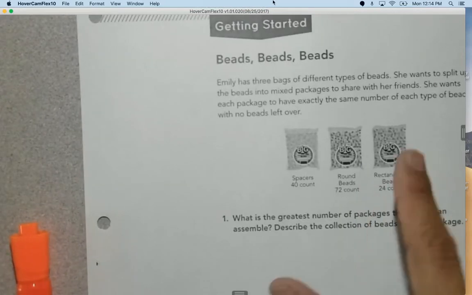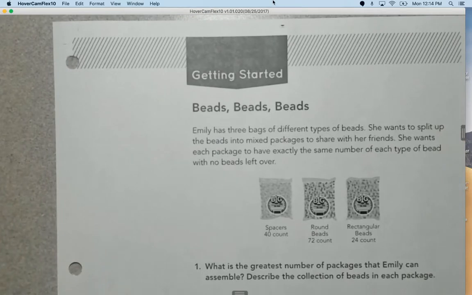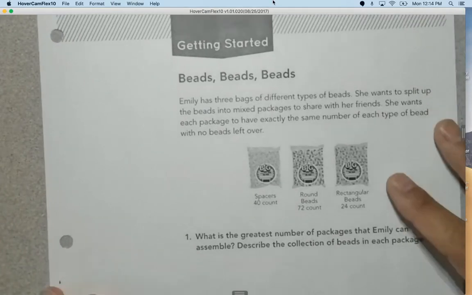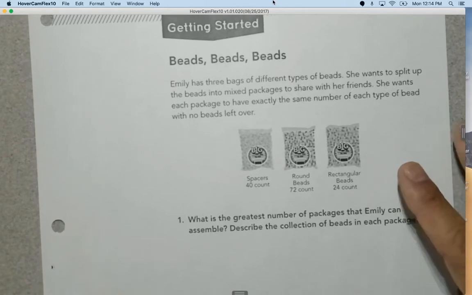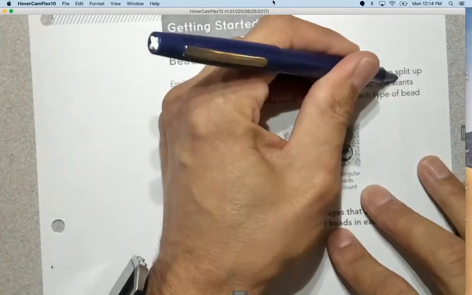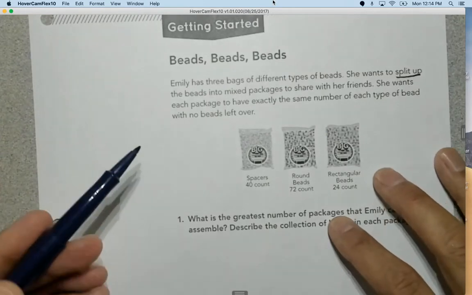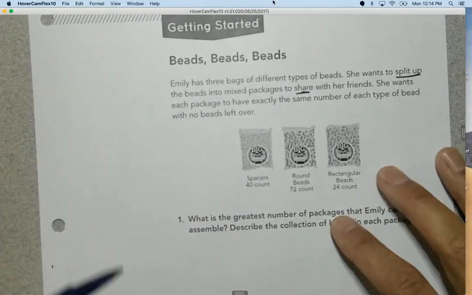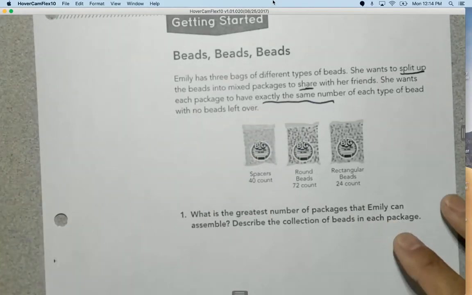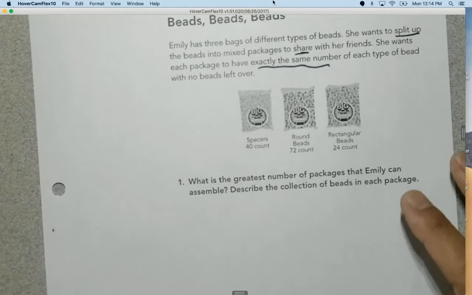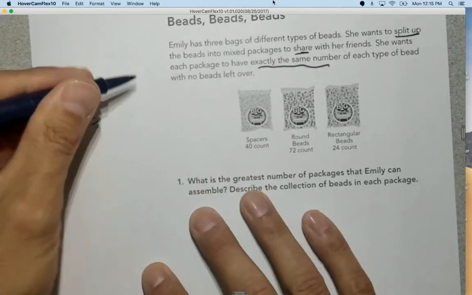All right, getting started. Beads, beads, beads. Emily has 3 bags of different types of beads. She wants to split up the beads into mixed packages. So split up is telling us something into mixed packages to share with her friends, all right? She wants each package to have exactly the same number of each type of bead with no beads left over, okay? So they're talking about splitting it up or dividing it and making sure everyone has the same amount.